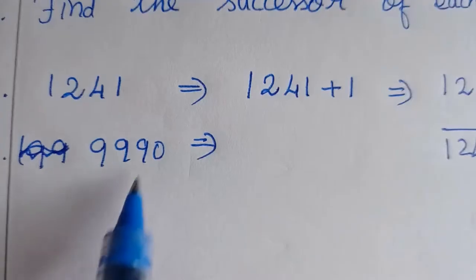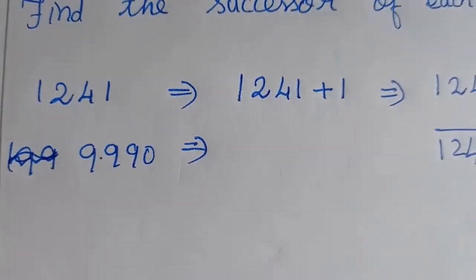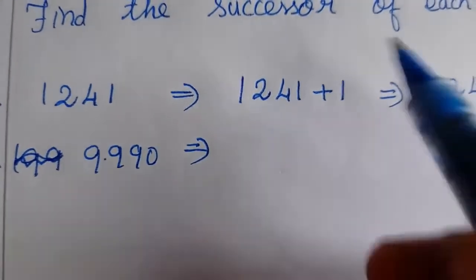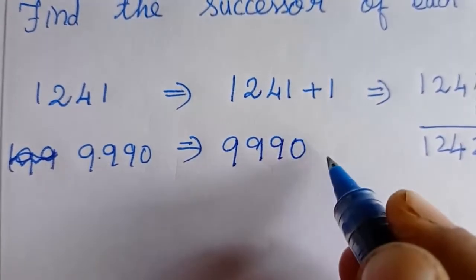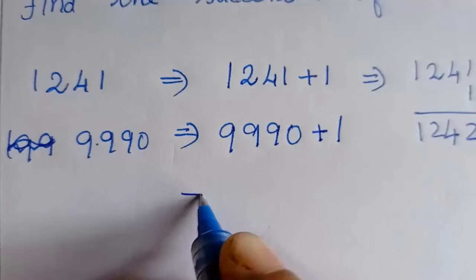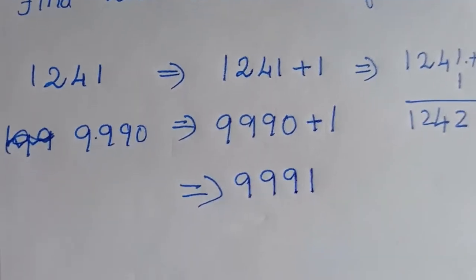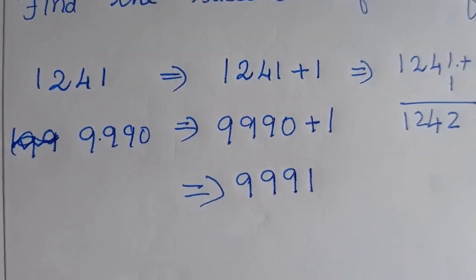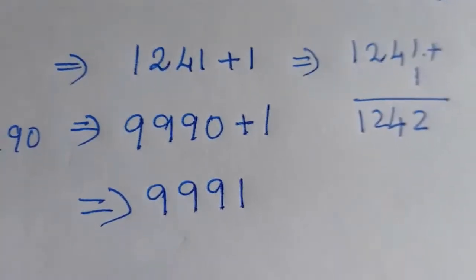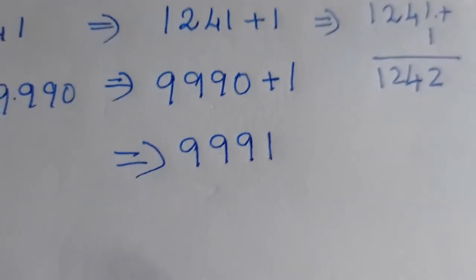Now children, please find the successor of 9990. 9990 plus 1, so the answer is 9991. So the successor of 9990 is 9991.